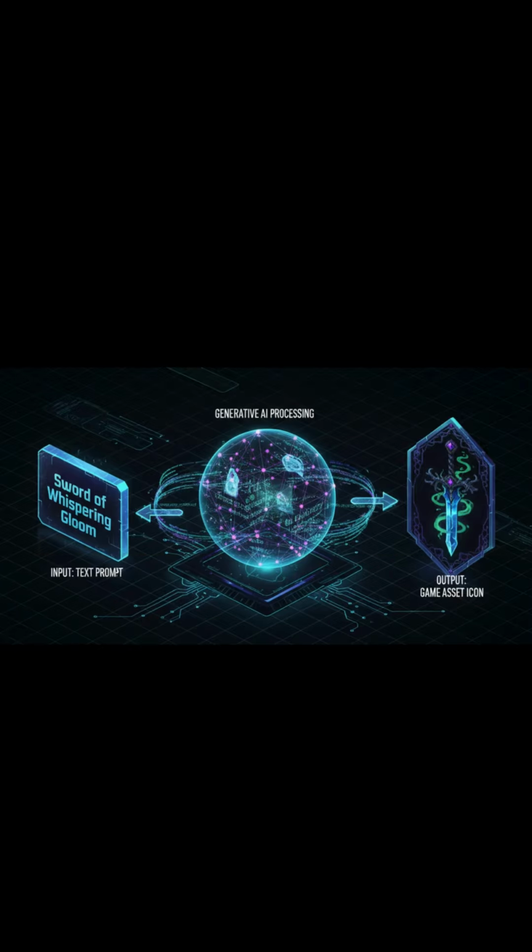AI isn't just for text. We can create a pipeline for generative art. Imagine the player finds a sword of whispering gloom. Instead of using a generic icon, the game can generate a unique one. The process is this. The game's loot system generates the item name. This name becomes the core of a prompt for a diffusion model like Stable Diffusion, perhaps: a fantasy sword hilt, dark metal, glowing purple gem, game asset icon, white background.